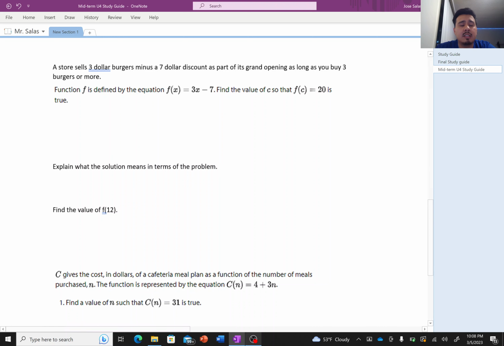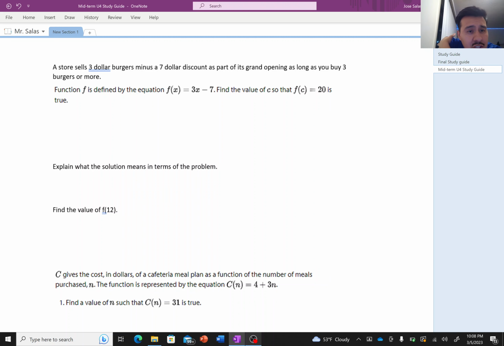We're looking at this problem that says a store sells $3 burgers minus a $7 discount as part of its grand opening as long as you buy three or more burgers, right? So it wouldn't make sense if they discount $7 just from one burger, because then they would be paying you back. So the catch is that they'll discount $7 just as long as you buy three burgers or more. Okay, so let's just keep that in mind.